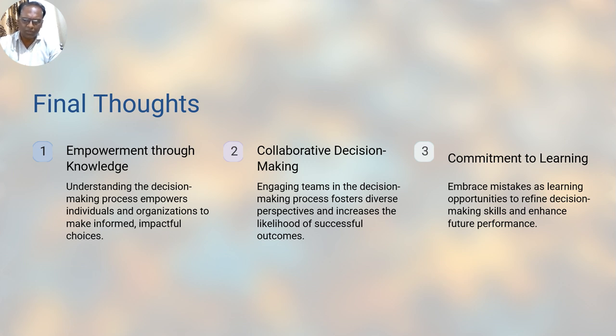There are some final thoughts. Empowerment through knowledge: understanding the decision making process empowers individuals and organizations to make informed, impactful choices. Collaborative decision making: engaging teams brings in diverse perspectives and increases the likelihood of successful outcomes. And lastly, commitment to learning: embrace mistakes as learning opportunities to refine decision making skills and enhance future performance.